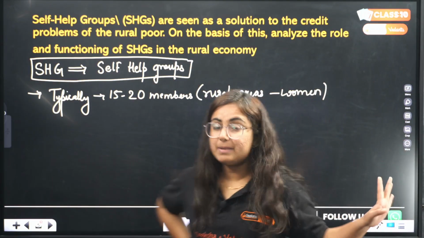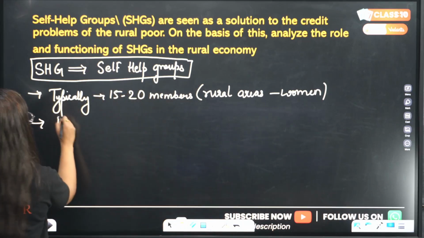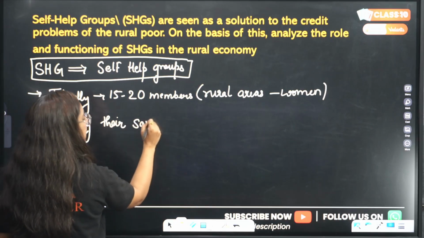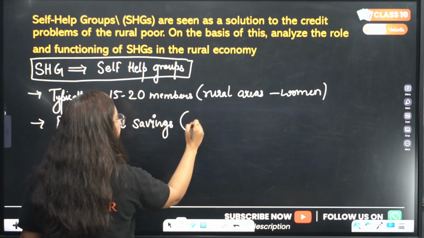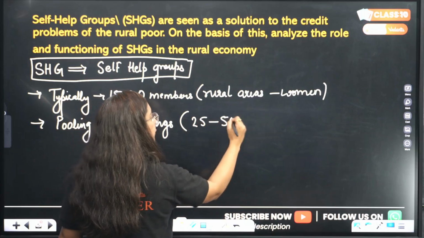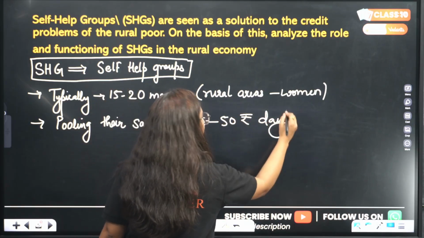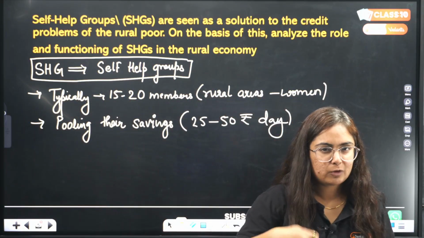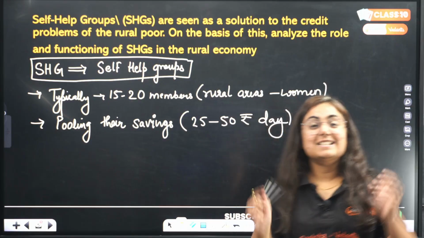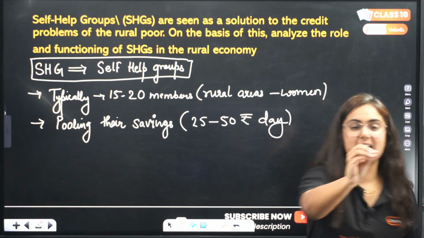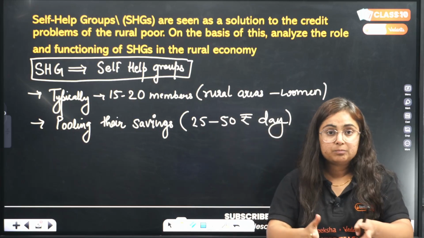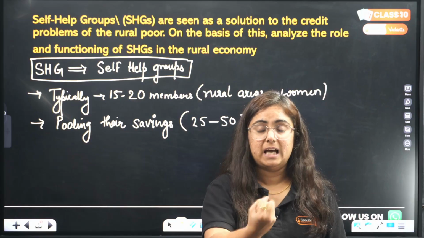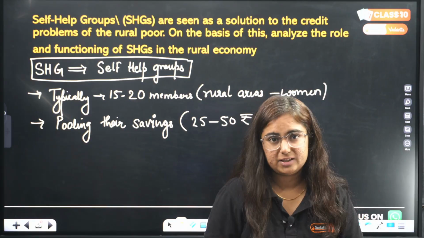Typically 15 to 20 members are there. All these members are pooling their savings. Now they are playing smart this time. It can vary from rupees 25 to 50, because it is a rural area. They have less money in the pocket. They either take it out from the pocket of husbands or something like that. They come in groups, sit together, I have 20 rupees, I have 50 rupees, they pool it. Now what is happening basically, investment is being done, a credit facility is being created in the SHG. Now what happened?